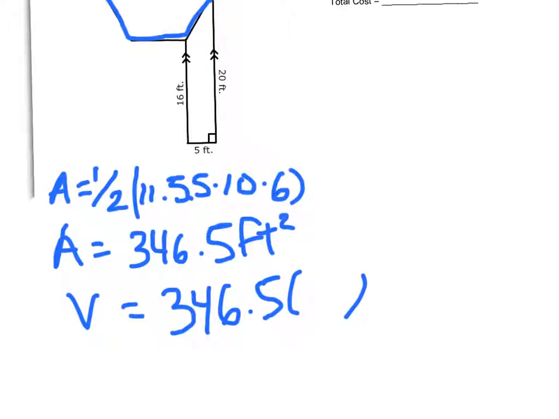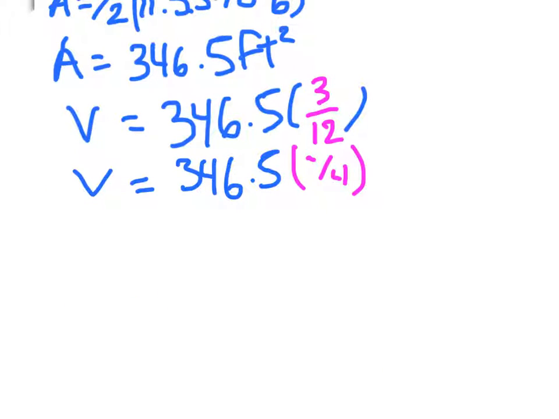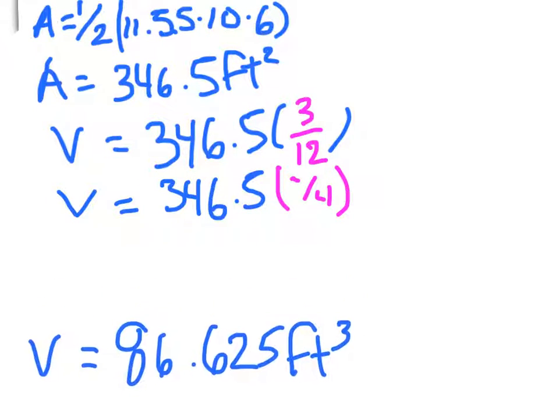That would tell me what happens if it's 3 feet deep. So I need to multiply by 3/12 of a foot. For those of you that are really gifted with your fraction multiplying, you will notice that that is the same as multiplying by 1/4 of a foot. If I've done my corrections correctly, that gives me 86.625 cubic feet. And that's for the patio. Let's go back and look at the pathway.